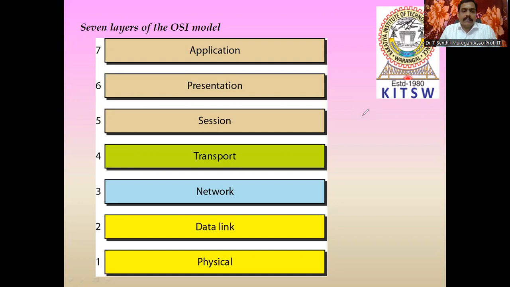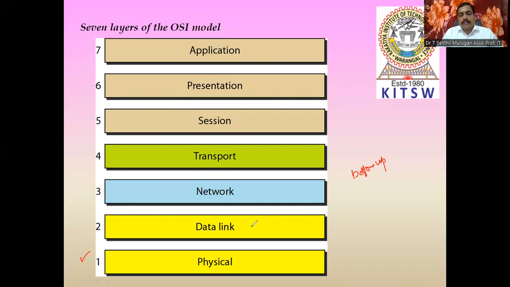On the left side there are numbers: 1, 2, 3, 4. We can read the numbers from the bottom, because in the OSI model we use a bottom-up approach. Bottom-up means we start from the bottom: physical layer, data link layer, network layer, transport layer, session layer, presentation layer, and application layer.